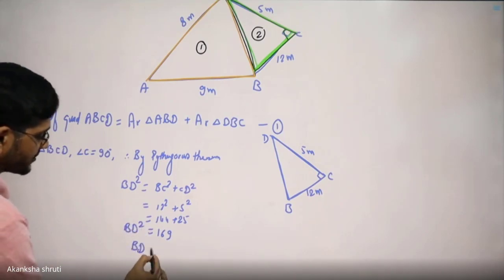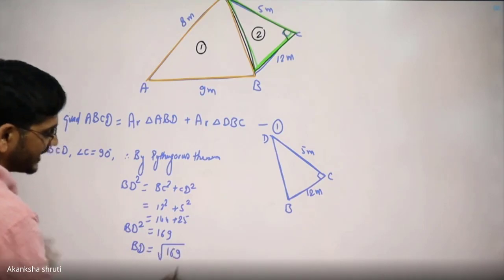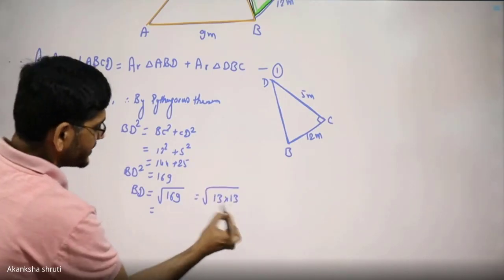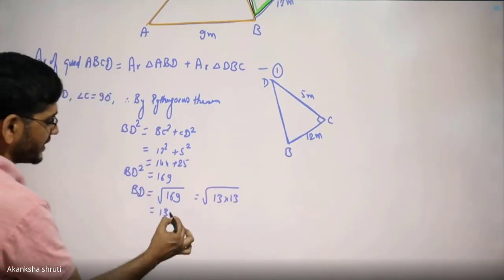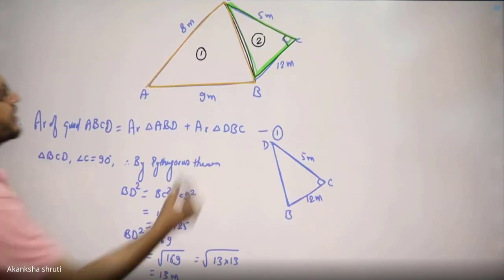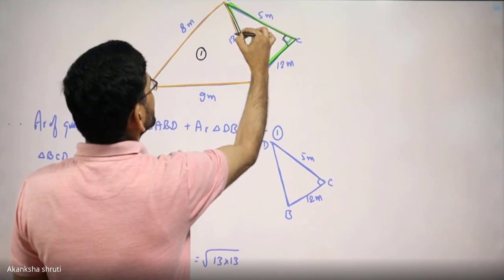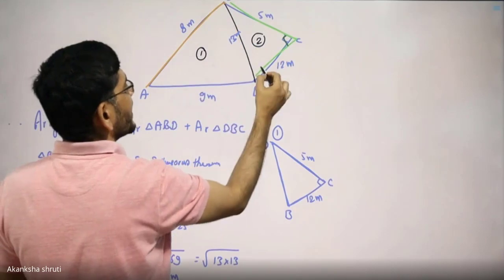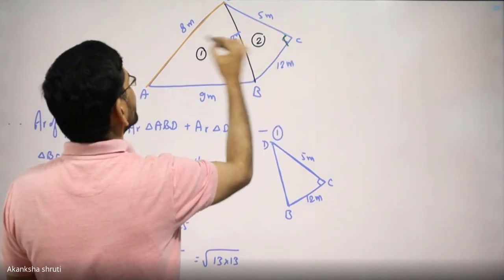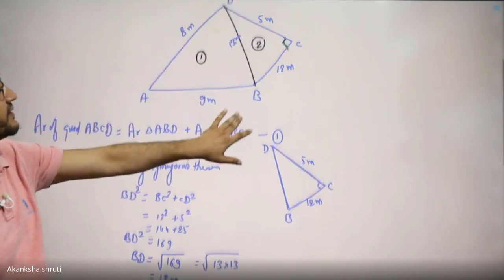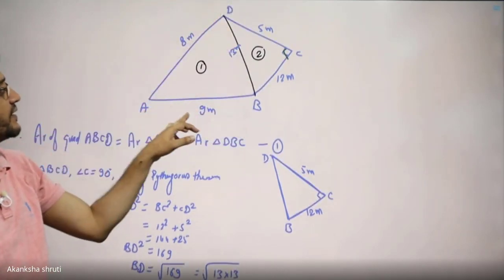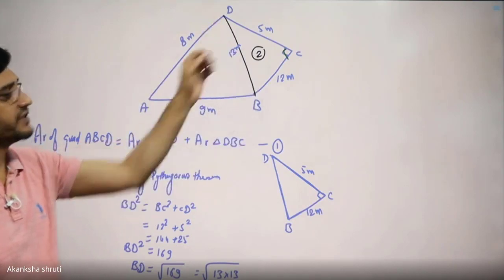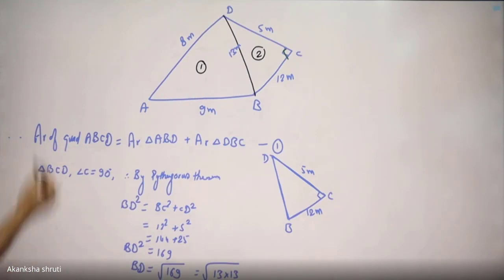So BD can be obtained by taking the square root of 169. 169 is 13 into 13. We have to go for factorizing. So it will come out as 13 meter. This way the BD, which is 13 meter, we have calculated first. Now see, after this calculation, we have everything. So even if we consider the triangle ABD, its three sides are known, or even for the triangle BCD, the three sides are known. So easily the area can be calculated.